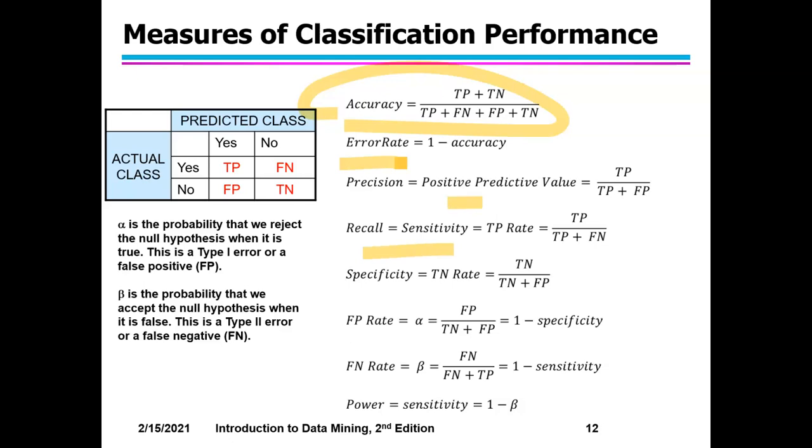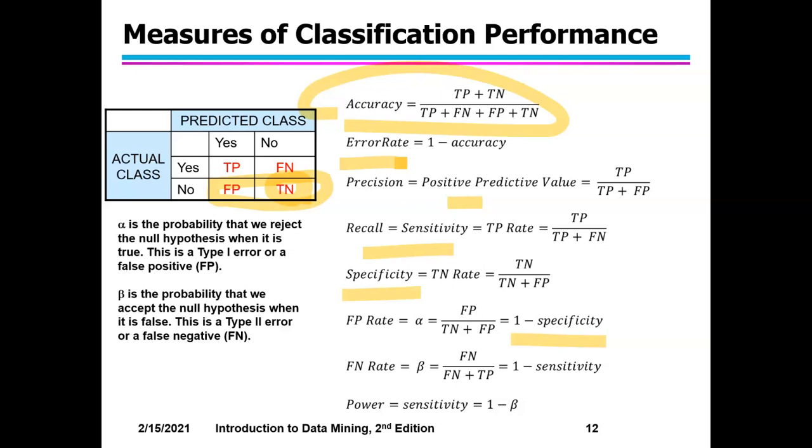Specificity is TN divided by TN plus FP. So this divided by this, the lower horizontal. So this formula is new for you. And what is FP rate? False positive rate is the opposite, 1 minus specificity. If you find the specificity, then you subtract it from 1.